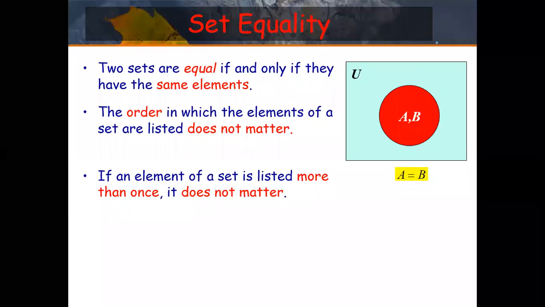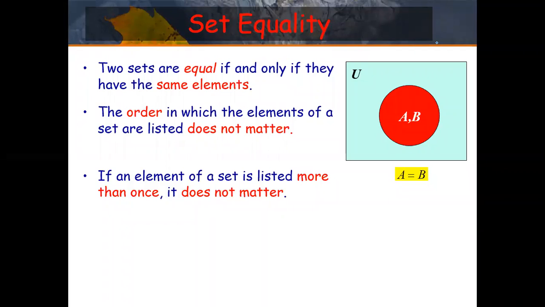Okay, we continue with set equality. Two sets are equal if and only if they have the same elements. Like I said earlier in this module, if they have the same elements, even if unordered, they are equal. So the order in which the elements of sets are listed doesn't matter.